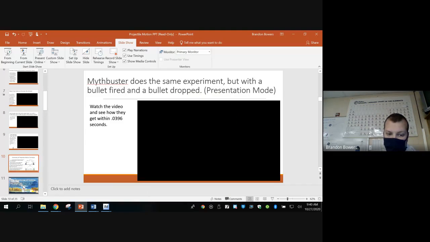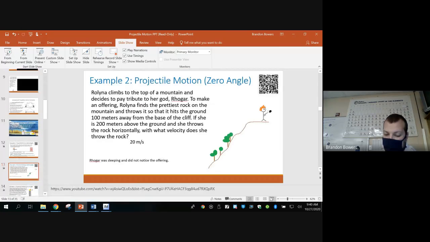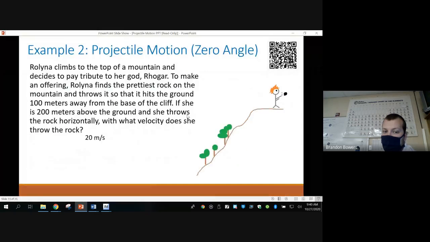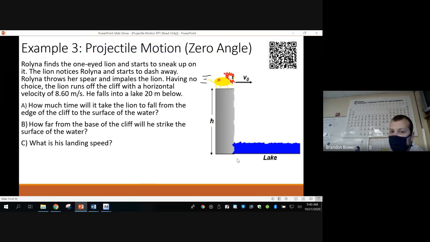Where were we? Adventures of Rolina. So she threw a rock to her god, Roger, 20 meters per second. Roger was sleeping and did not notice the offering. How sad is that? That's what I'm talking about. You know what I'm saying? Where did you come up with that? Now, we're not going to do this example.